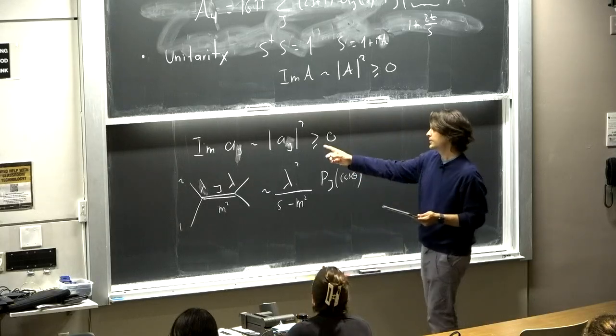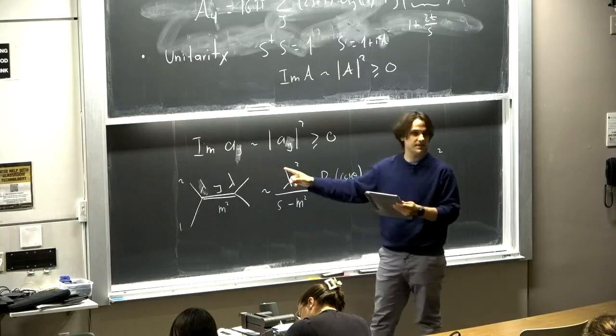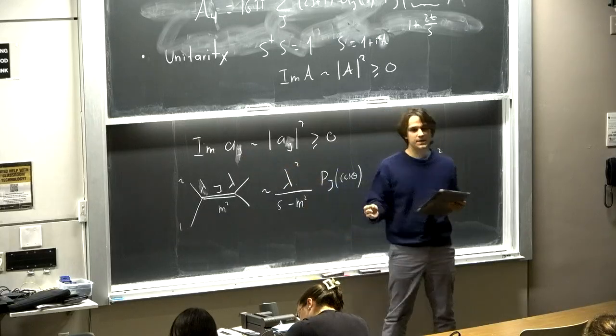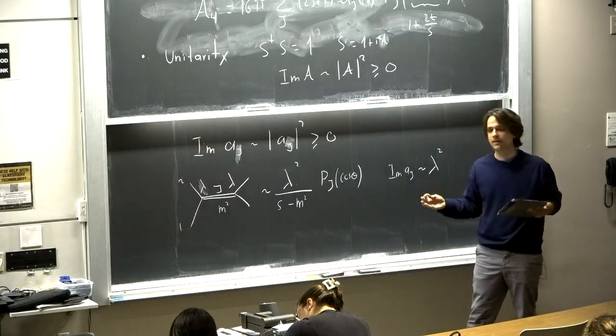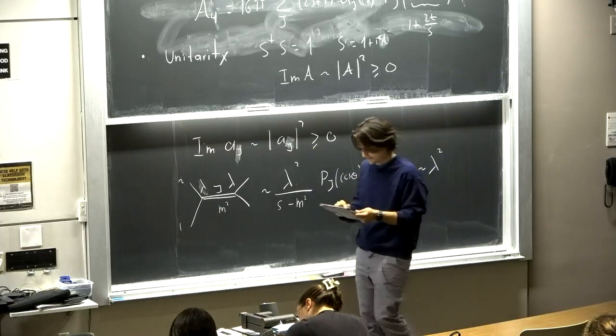Okay, there's also something else. Unitarity tells you that this imaginary part has to be also less than 1. That has to do with the fact that cross-sections have to be less than 4 pi. But actually, we won't use that. We are just going to use the positivity.